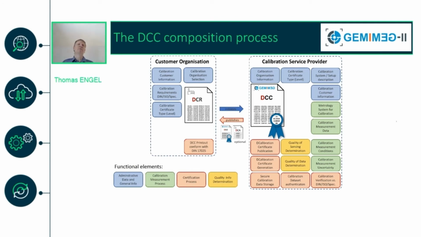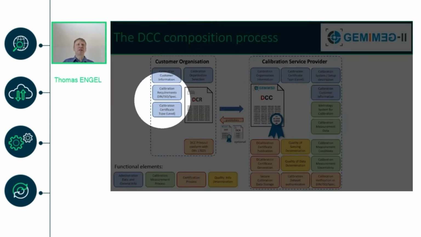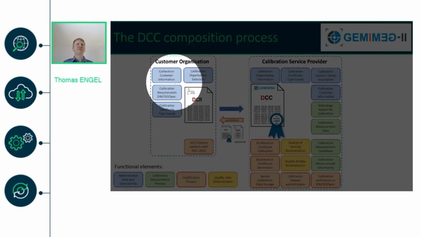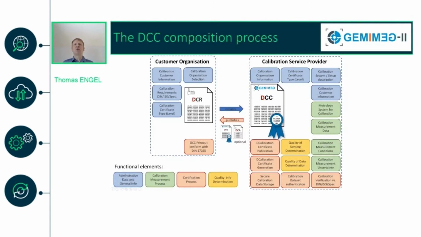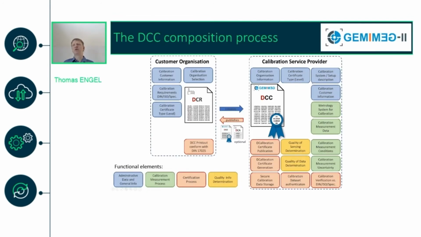Now let's come back to the digital calibration certificate, which you're seeing here. From the general process, as already mentioned in the first digital calibration certificate conference, the customer organization is requesting a calibration and inputting all the different data fields on the customer organization itself. It's selecting a calibration organization and specifies the kind of calibration requested. This is handed over then to the calibration service provider, and all these administrative data then are taken over and also supplemented, of course, by the real data of the measurement environment used.